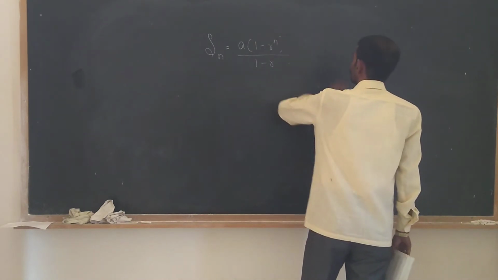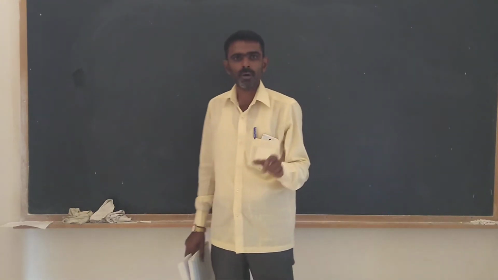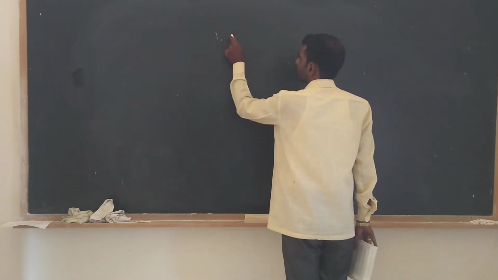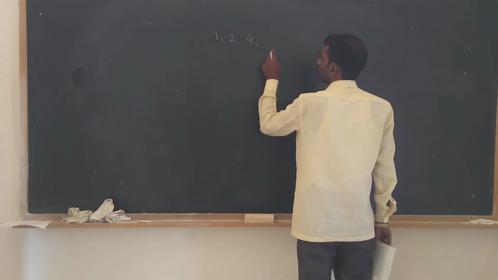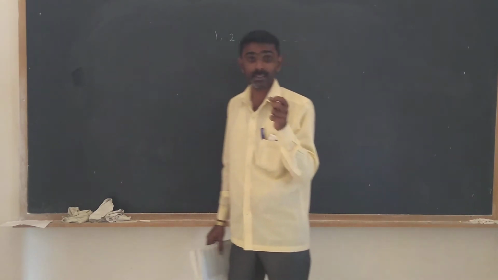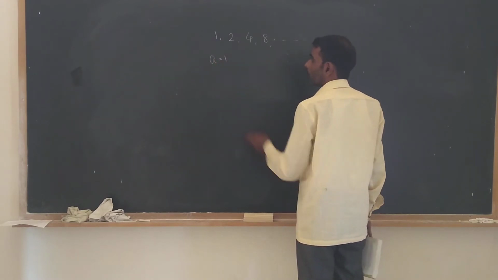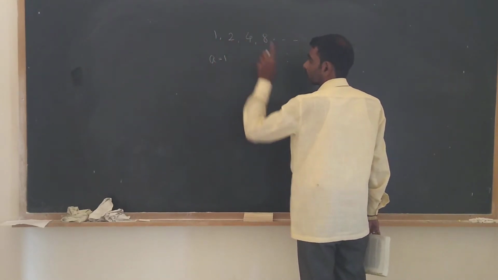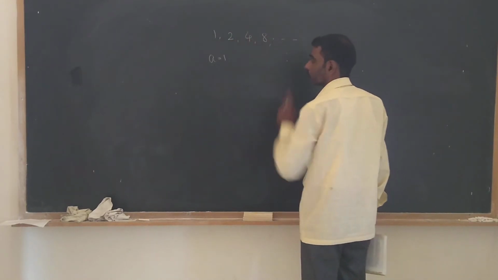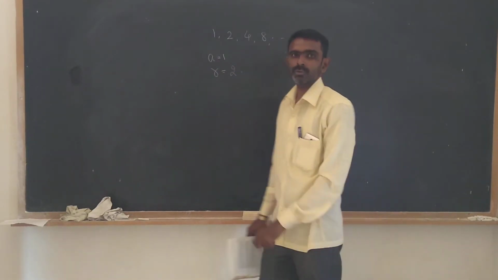Now, in the last class we have seen one problem. Find the sum of the first 6 terms of the GP 1, 2, 4, 8 and so on. First we have to check whether it is a GP or not. The first term here is 1. Multiply the first term by 2, you get 2. Multiply the second term by 2, you get 4 as the third term. So this is a GP. So here r = 2.